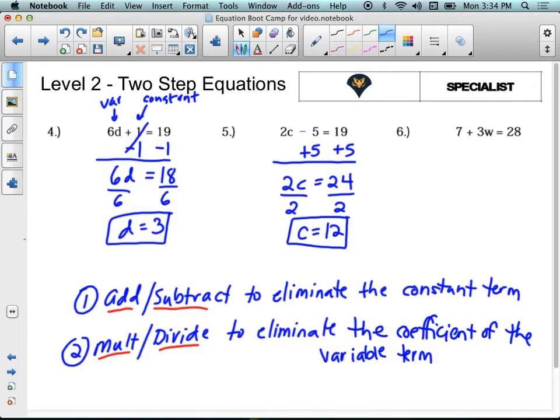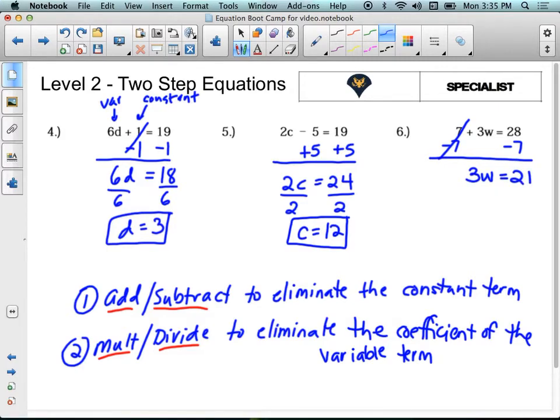7 plus 3w, that's all on one side. Positive 3w is the variable term. Positive 7 is the constant term. To eliminate the constant term, which is what I want to do first, am I going to add or subtract? Well, this is a positive 7, so I'm going to do minus 7 on both sides in order to cancel that out. I'll be left with a positive 3w equals 21.